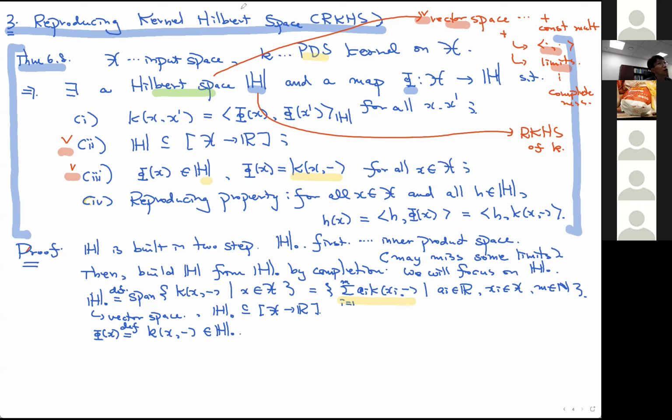And then we said we are not really worried about the limits, so this is something we don't have to worry about. What remains is that we have to show the inner products. This number 1 and number 4 are the ones that we have to prove. Now, how to define the inner product?